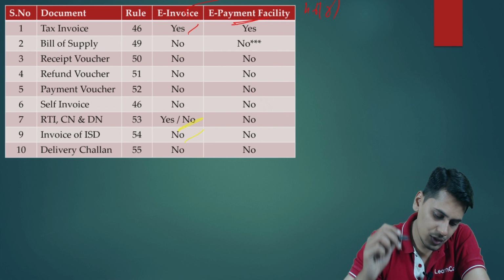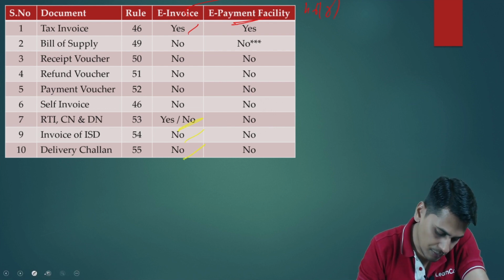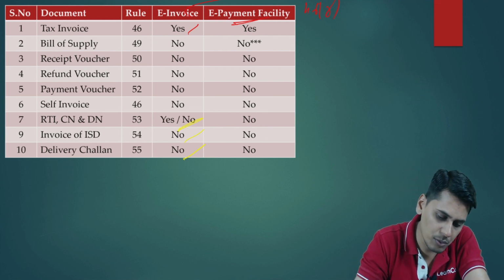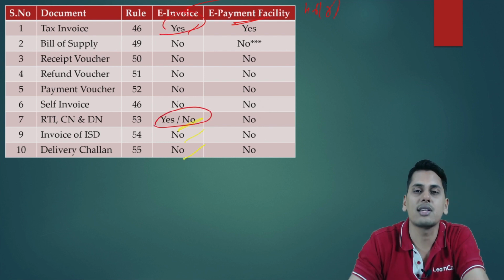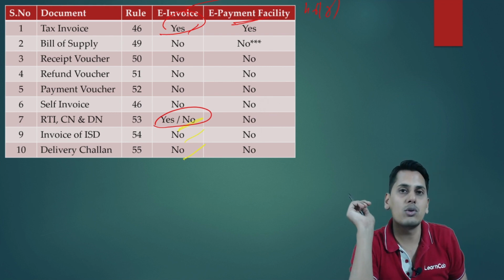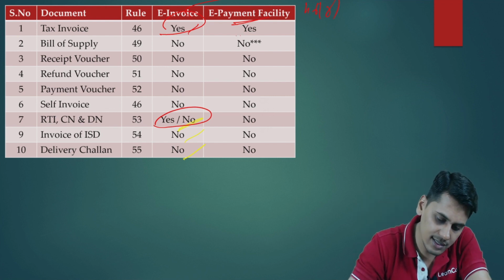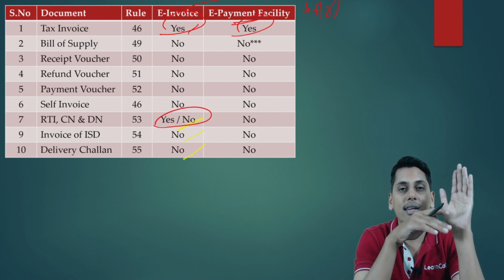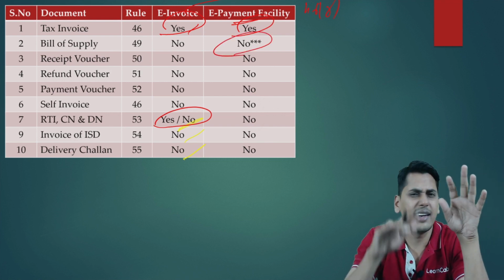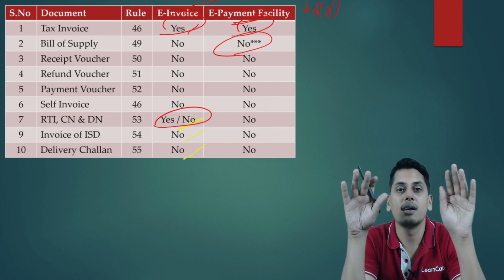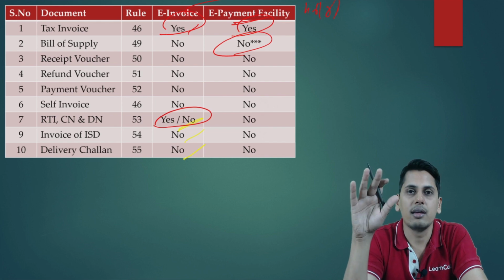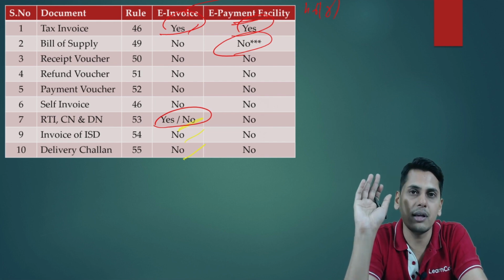So invoice of input service distributor, no. Delivery challan, no. So friends, out of all these documents, which of the documents has to be registered with the invoice registration portal? It is a tax invoice, credit notes and debit notes. Now friends, as regards e-payment facility, 6th proviso to rule number 46, it is only tax invoice. Tax invoice should contain a dynamic QR code. Friends, as regards bill of supply, technically it is no, but however government is implementing it at the policy level, at the implementation level, even bill of supply is being asked to contain a dynamic QR code.